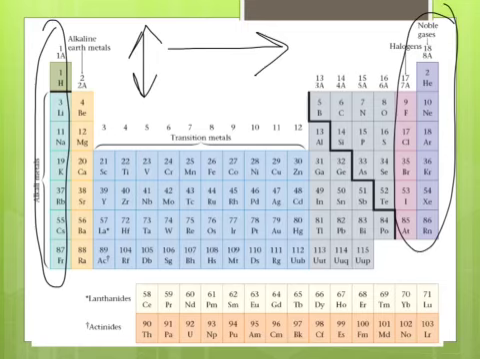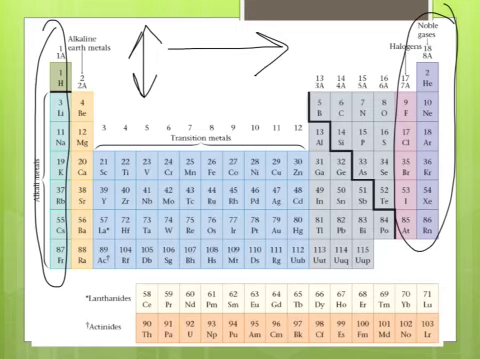So hopefully you're noticing there's two different ways to number the groups. There's the consecutive 1, 2, 3, 4, 5, 6, 7, all the way to 18. And then there's another system, 1A, 2A, skip over the transitional metals, 3A, 4A, 5A, 6A, 7A, 8A. You should know both ways.